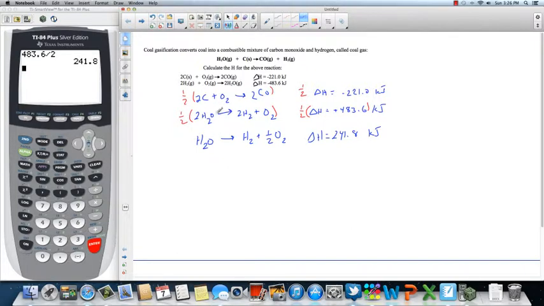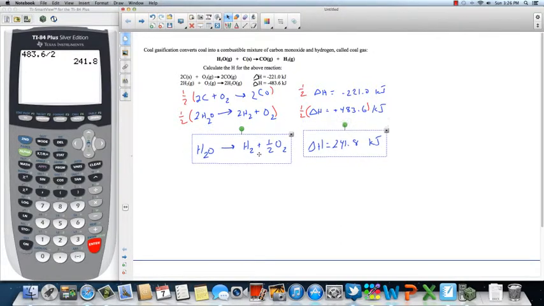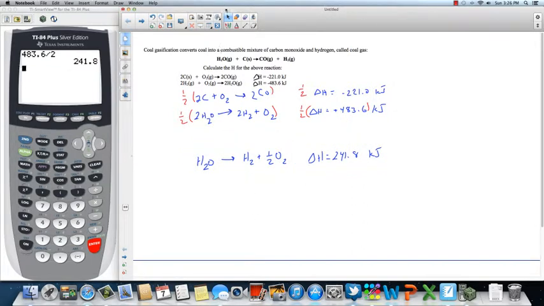Let me move this reaction down a little bit to give us a little more space. When we do that, what we're left with is C plus 1/2 of an O2 yields CO, with our delta H now being half of 221.0, which would be 110.5 kilojoules. The sign is negative because it was negative up here. We didn't flip that reaction.